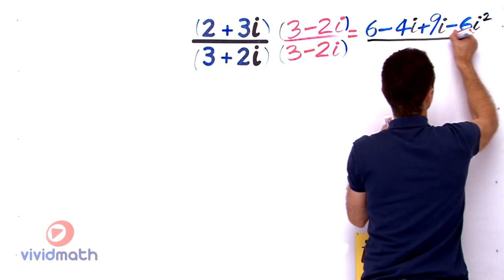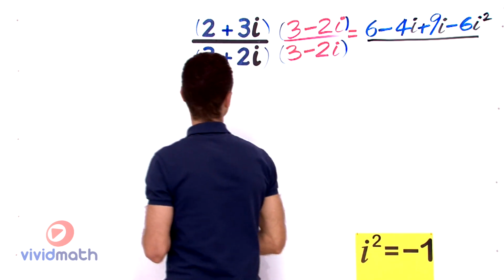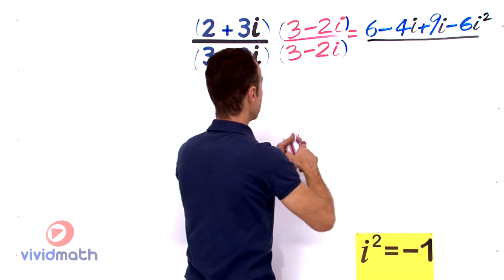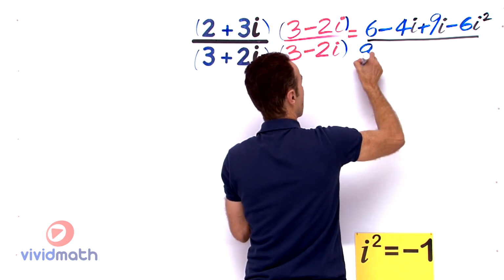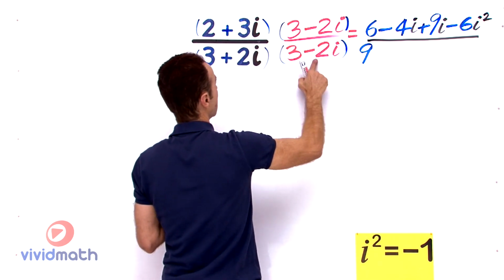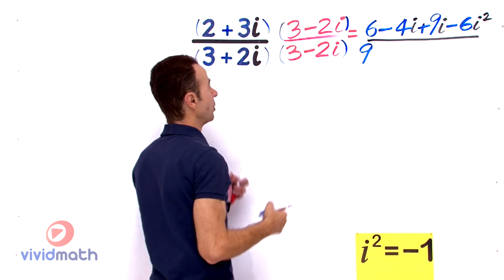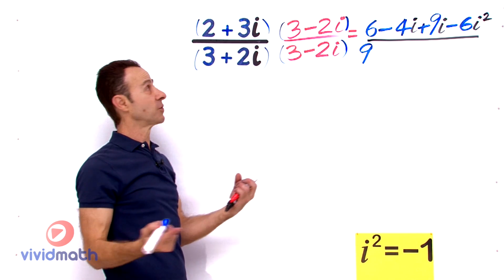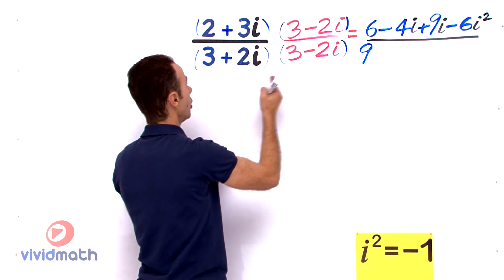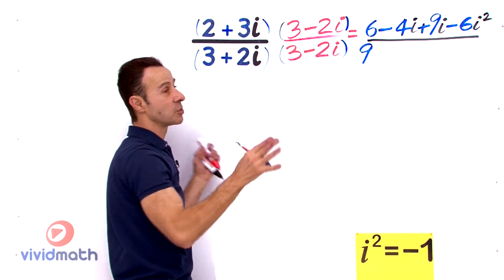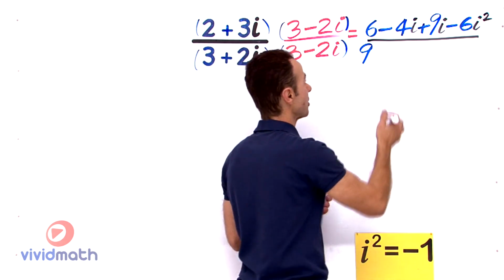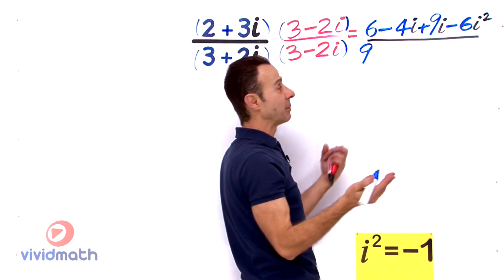All over. Down below, let's FOIL this too. 3 times 3 is 9. 3 times negative 2 is... Well, we don't actually have to FOIL it. Because it's a difference of two squares, that's a plus, that's a minus. All we need to do is square this and square that and subtract them. Let's do that. That's a lot easier than FOILing it. FOILing it, we'll just have to eliminate stuff.